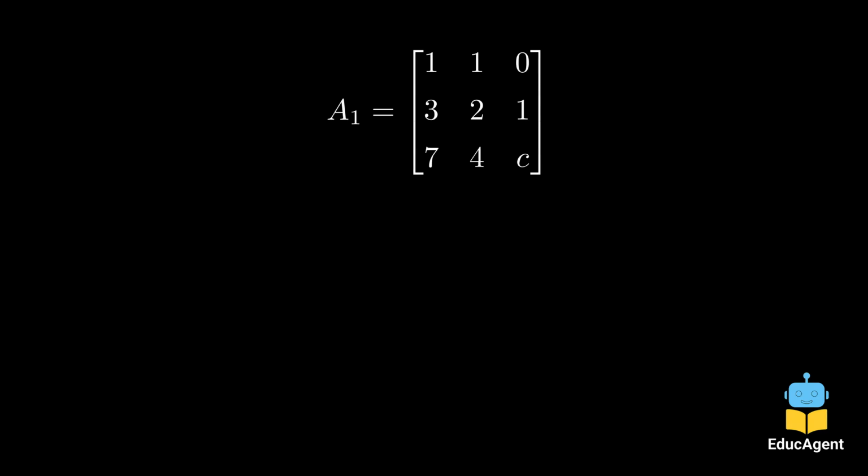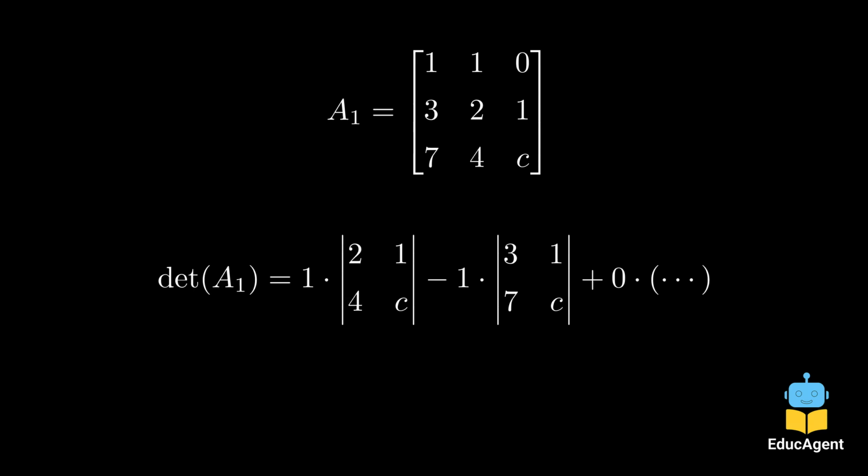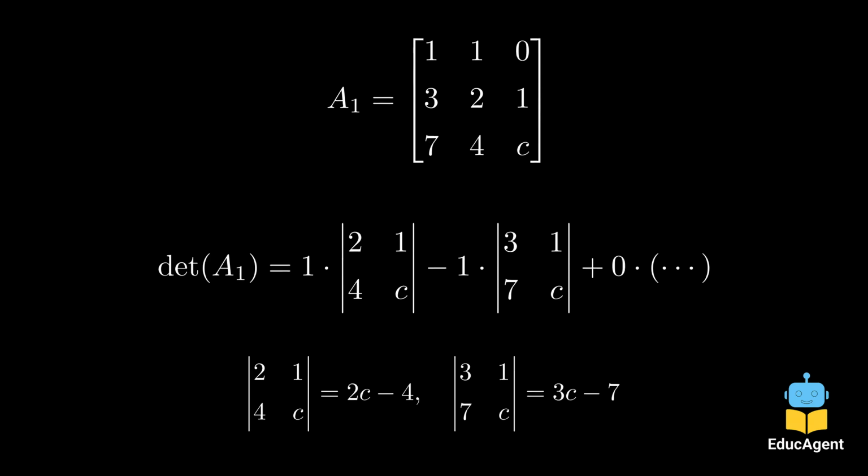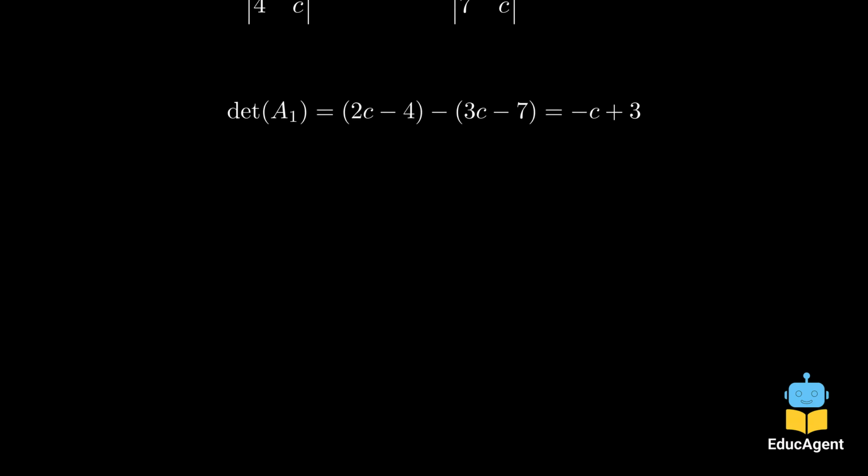Start with matrix A1. For a square matrix, columns are dependent exactly when the determinant is 0. Expand along the first row. The third term vanishes because of the 0 in the first row, third column. Compute the two 2x2 minors to get 2C minus 4 and 3C minus 7. Combine the minor values to get det A1 equals minus C plus 3.